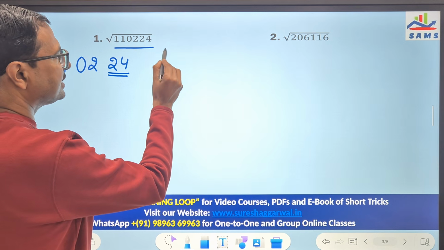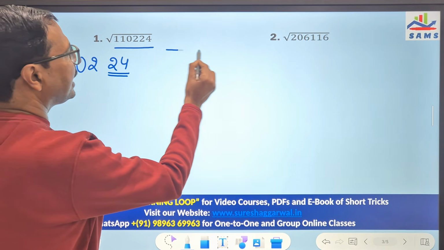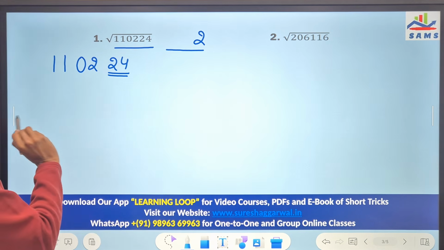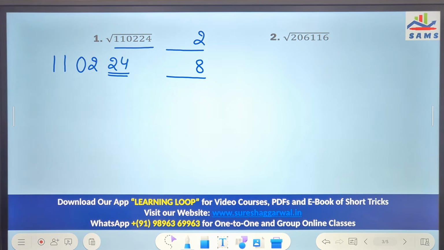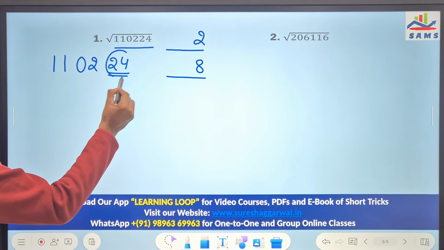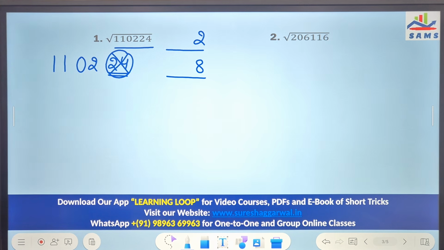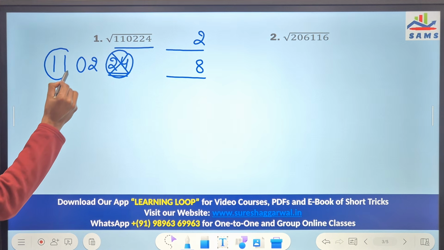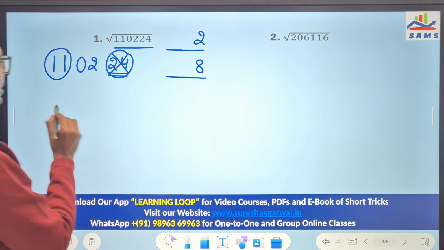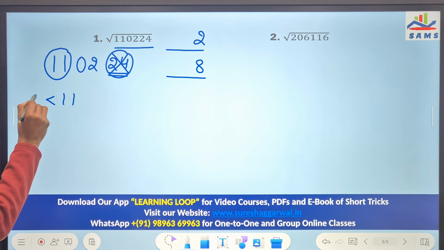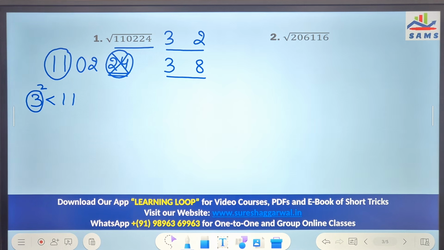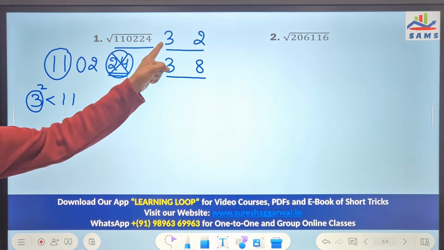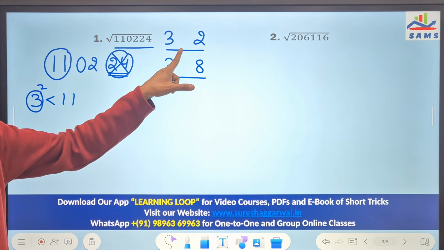So my answer will be either ending in 2 because 2 square is 4, or ending in 8 because 8 square is 64, that ends in 4. So the role of this part is done now. What about this part? 11. So for 11, 11 is very close to 3 square. And so this number 3 forms the first digit of your answer. And so the answer either is 3 something 2 or 3 something 8.